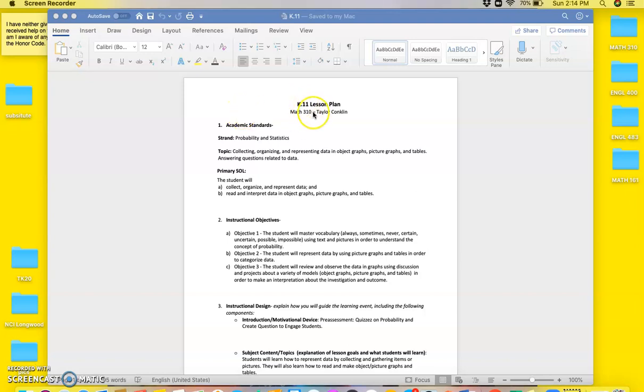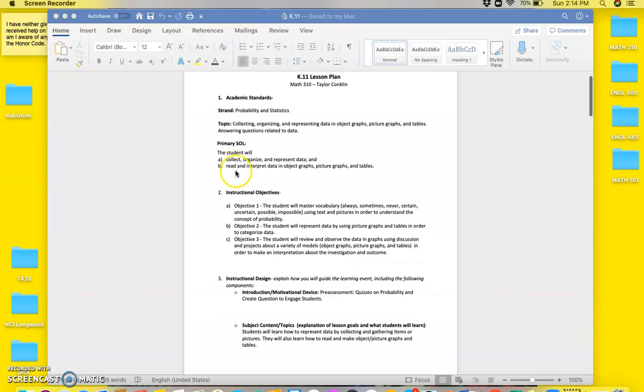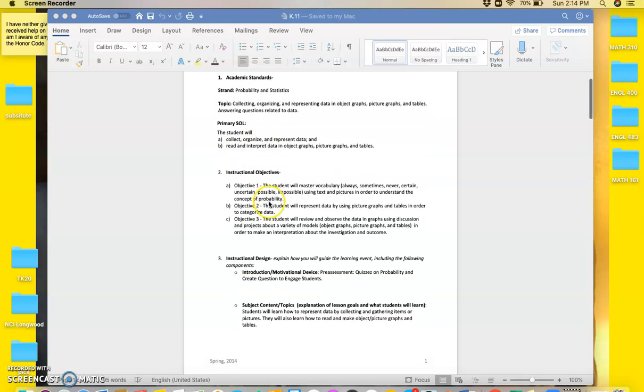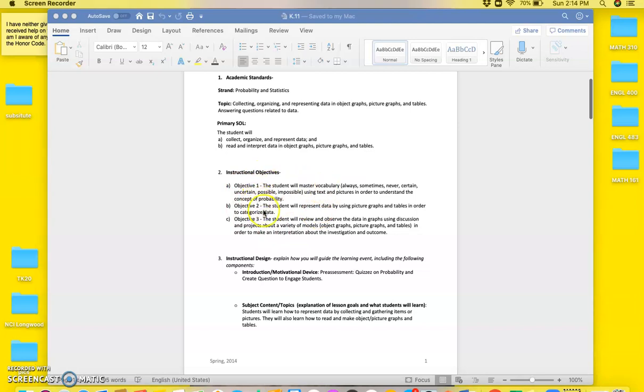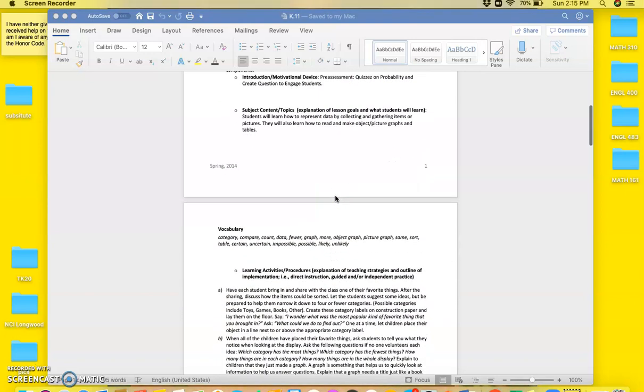I had K11 for my final exam, and it deals with probability and statistics. The students will collect, organize, and represent data. They will also read and interpret data in object graphs, picture graphs, and tables. Here are my objectives that you've already read over. And the introduction device is the pre-assessment on quizzes that I designed.